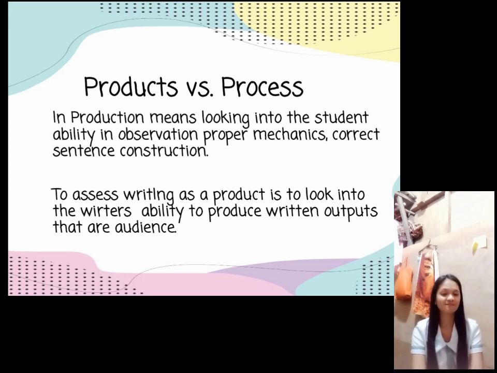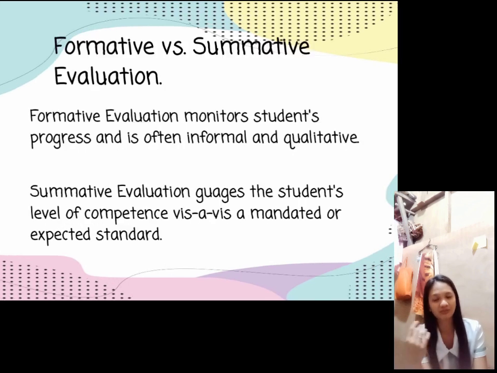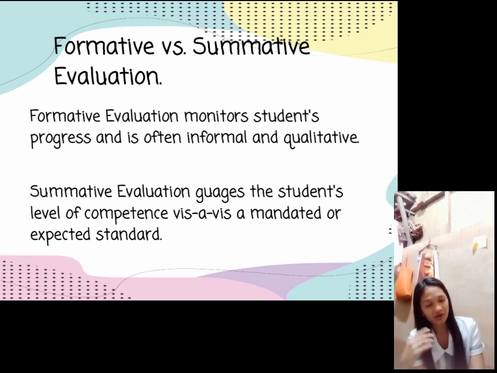For example, in feedbacking, we need to use our symbols to correct them, not just symbols that are lining or circling, but also symbols such as SP, where we correct a spelling error.